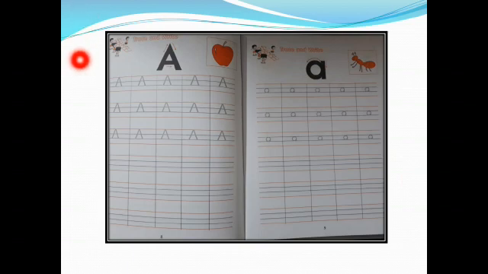Now, from the handwriting book on page 8 and 9, you have to write capital A and small a. Dear parents, please draw the lines as shown in the picture so that it is neat and easier for kids to write. I repeat, please draw lines as shown in the picture, in the handwriting book on page 8 and 9, so that it will be easier for kids to write both capital A and small a.